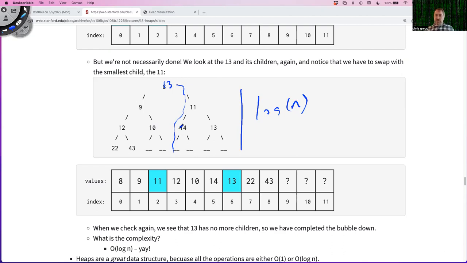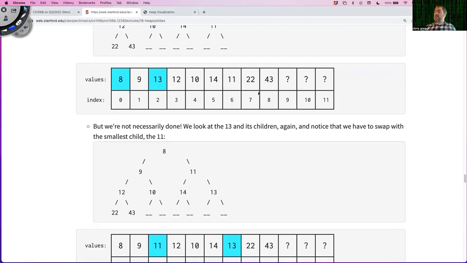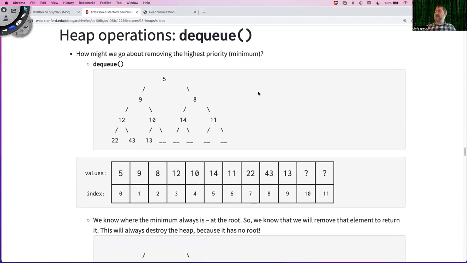Sarah says, do we not need to remove the 13? No, we removed the 5. That was the one we removed. Remember what we did? Let me start over and show you what we did. We're going to dequeue the 5. So what we did was we said, remove the 5. 5 gets returned to us. That's the dequeue. Then we say, take the one at the lowest one.